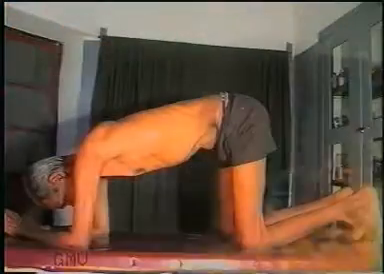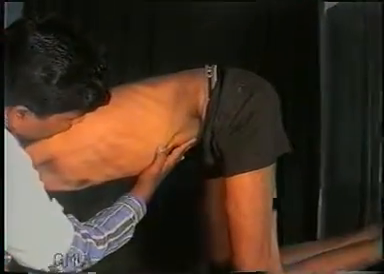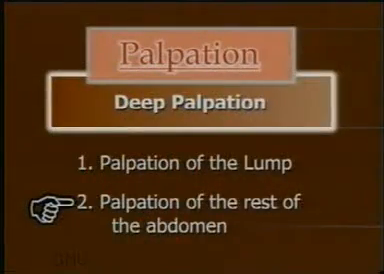If in doubt, place the patient in knee-elbow position and then feel for the pulsations. Transmitted pulsations will disappear as the swelling will fall away from the aorta, but an aneurysm will continue to pulsate. Note the pulsations felt in knee-elbow position in this case of aneurysm of abdominal aorta. Now we proceed to palpate the rest of the abdomen.